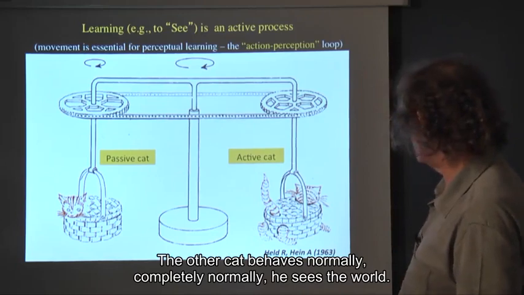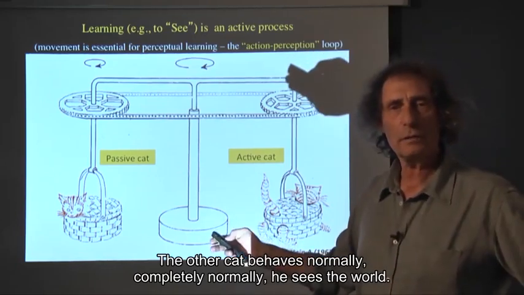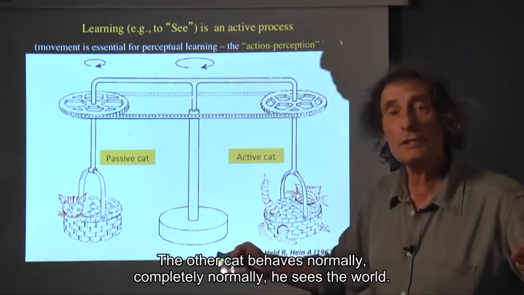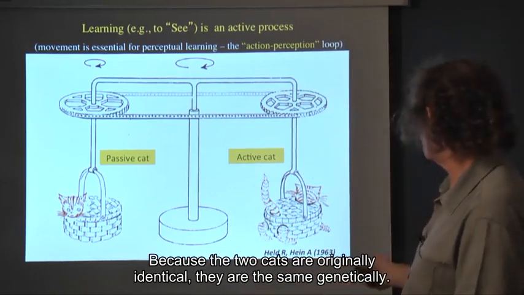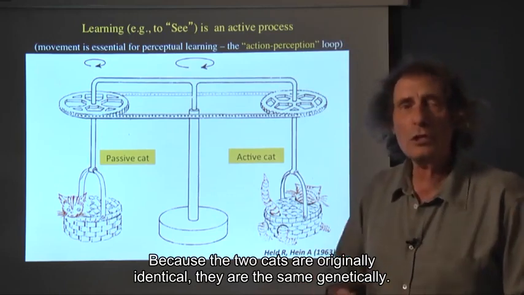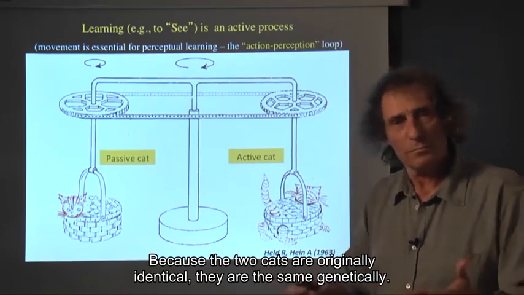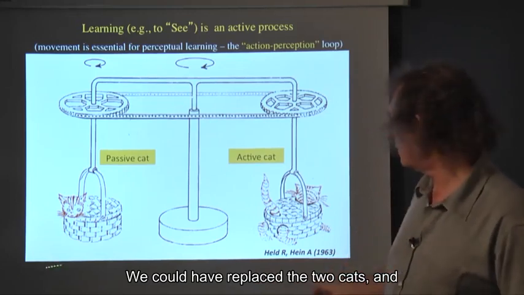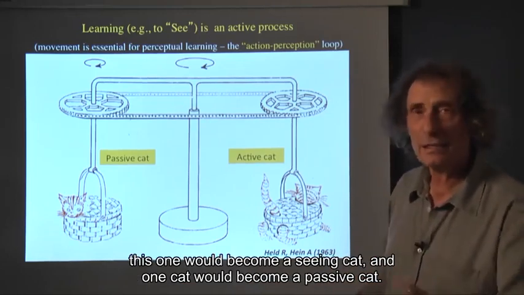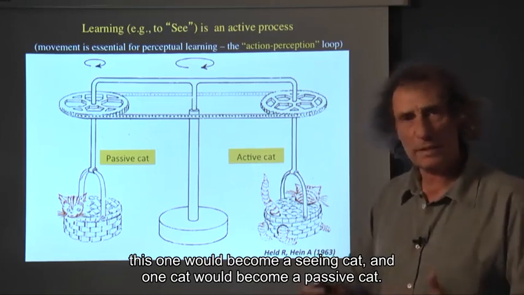The other cat behaves completely normally. He sees the world. This is quite shocking, isn't it? Because the two cats are originally identical. They are the same genetically. They are fine. We could have swapped the two cats, and this one would become a seeing cat, and this one would become a passive cat.